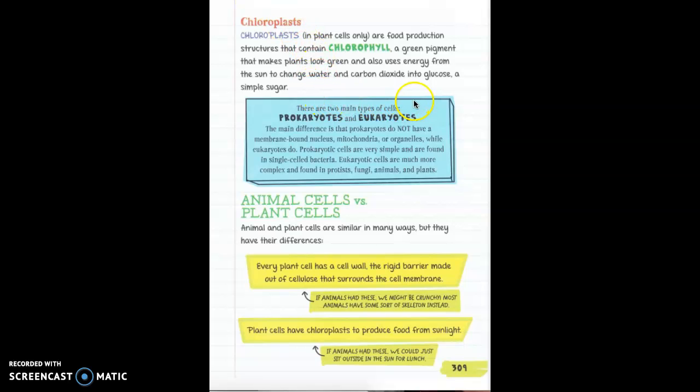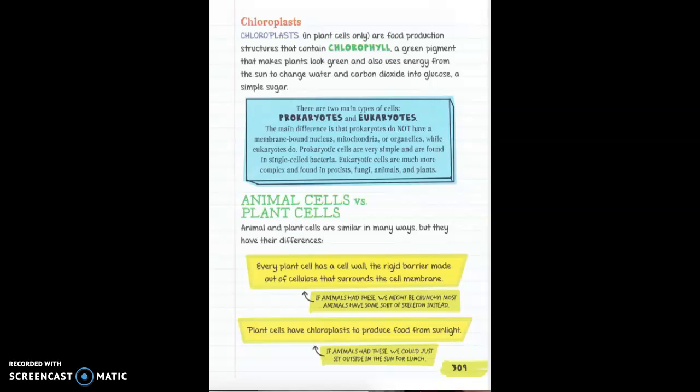There are two main types of cells, prokaryotes and eukaryotes. The main difference is that prokaryotes do not have a membrane-bound nucleus, mitochondria, or organelles, while eukaryotes do. Prokaryotic cells are very simple and are found in single-cell bacteria. Eukaryotic cells are much more complex and found in protists, fungi, animals, and plants.